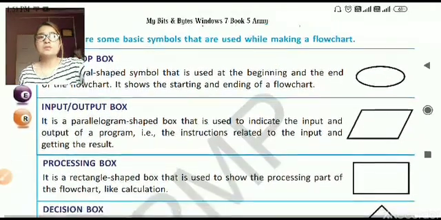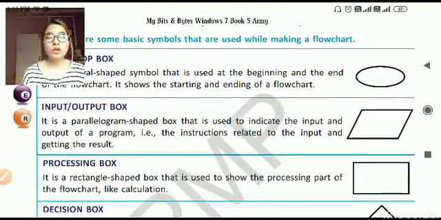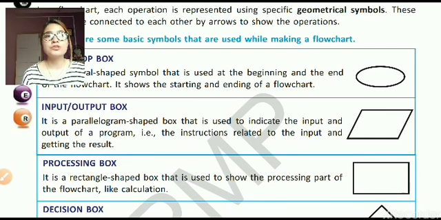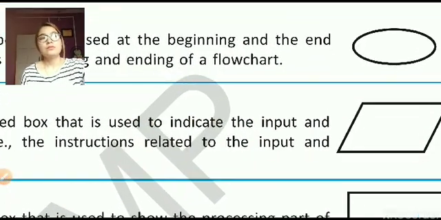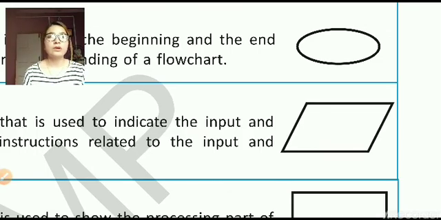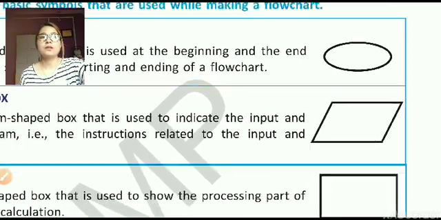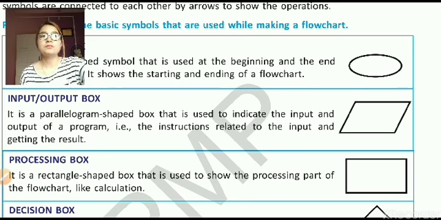Second one is the input output box. The input output box is a parallelogram shaped box that is used to indicate the input and output of a program. That is the instruction related to the input and getting the result. The shape you can see over here is called a parallelogram. It's parallel on all the sides, so the name parallelogram. It is known as the input output box.